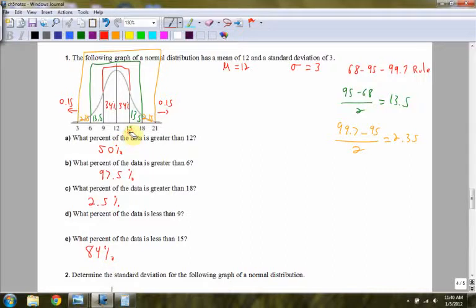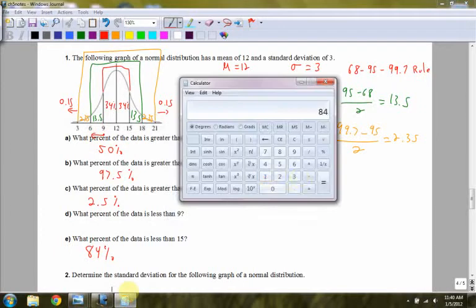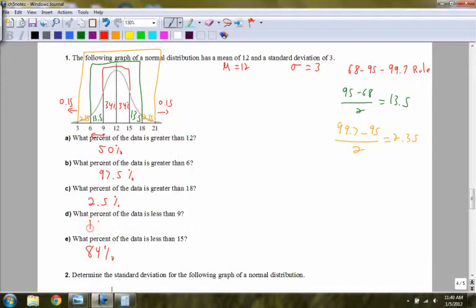Less than 9 is right here. And again, I just add up the values. I might have done this one, I don't know. 13.5 plus 2.35 plus 0.15. That's equal to 16%. Okay, so that's question 1. Basically, fill in the values on your graph first. If you can remember this and write it down, it's in your book as well. That's how you answer through all those questions.